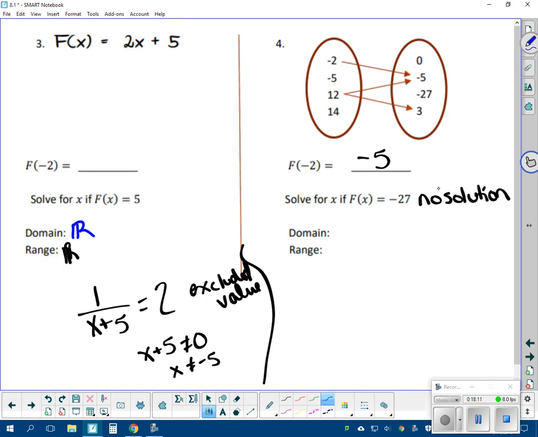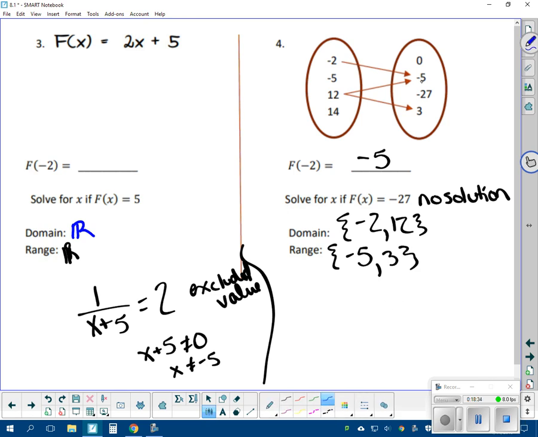Domain. Well, you've got more things listed than are actually in your domain. Your domain are only things that get mapped. So just negative 2 and just 12. The range, just things that are mapped to, in numerical order, negative 5 and 3. The 0 and the negative 27 never get mapped to.